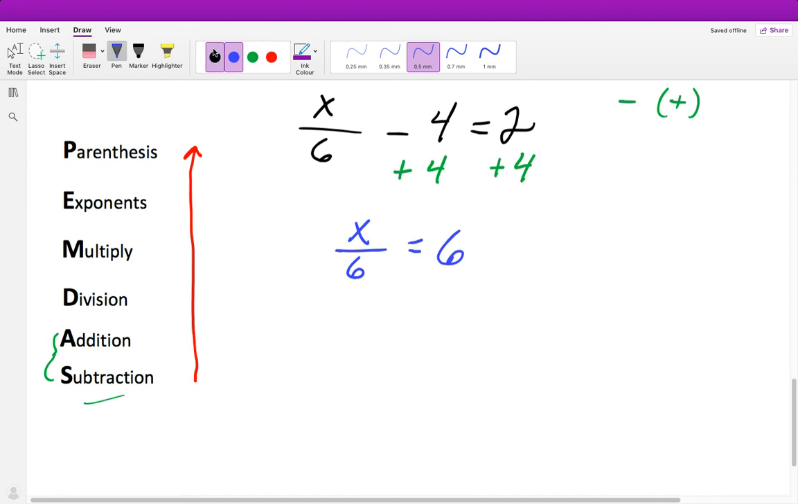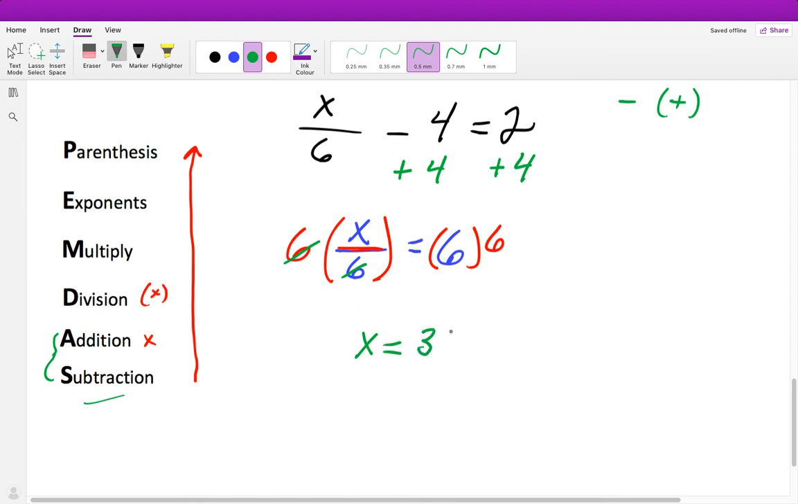And now I look and see, well, the next thing after addition and subtraction is division. Do I have any division? Yes. Remember, this means divide. Well, what is the inverse operation of division? Well, I know that multiplication is. So to get rid of my divided by 6, I would have to multiply by 6. What I do to one side, I have to do to the other. And now these cancel out. So now I'm left with x is equal to 6 times 6, or 36. So now I've solved for my answer.